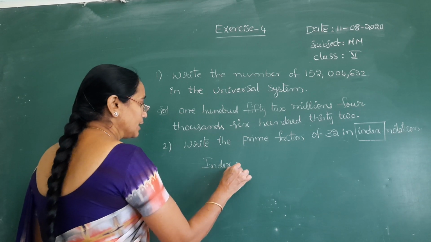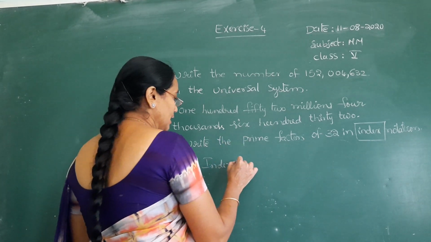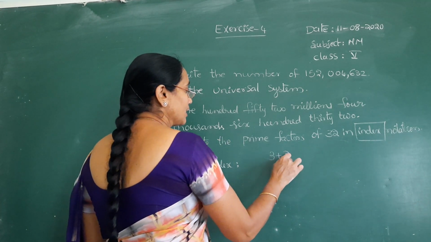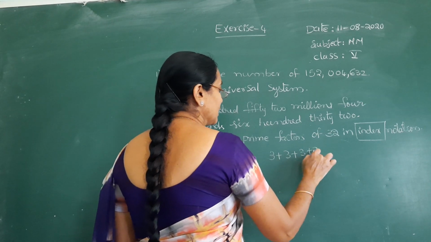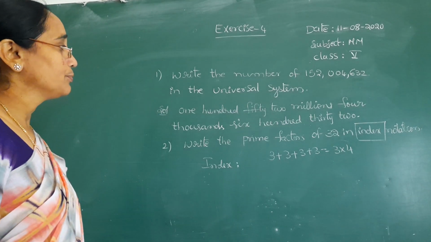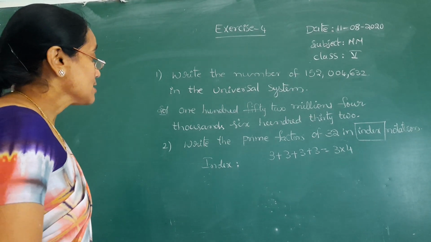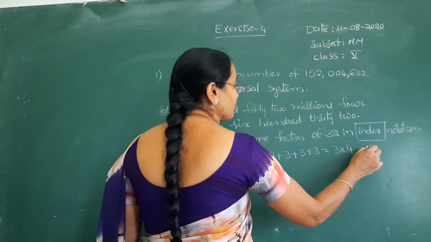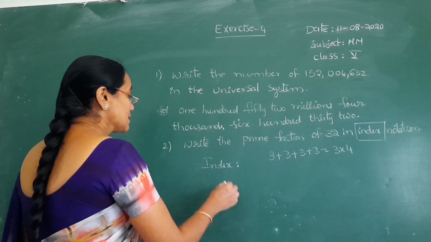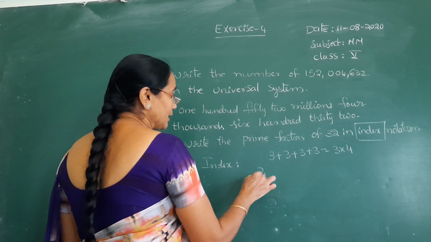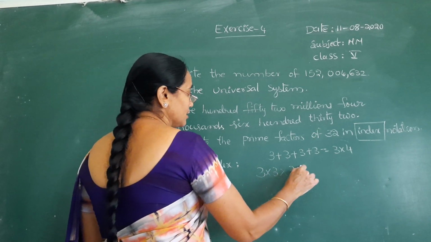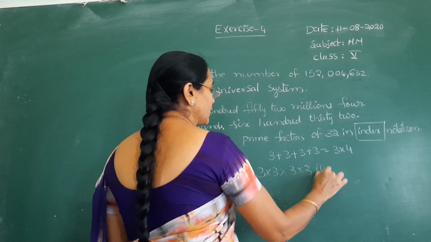See, you already know in the lower sections, repeated addition is multiplication. See how to write this: 3 into 4. Here 3 is added 4 times. This is called addition form, or multiplication notation. Index notation means when you multiply the same number so many times. Here I am multiplying 4 times.